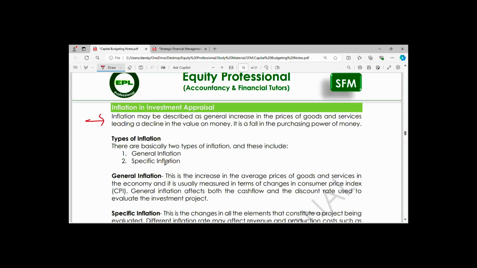What are the types of inflation? All those ones are not relevant now. But again, you have the material, you can just go through them and have the understanding.